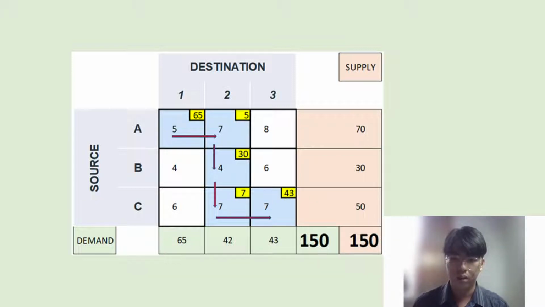We also need to calculate the cost by finding the sum of all the products of the allocations and the cost of the respective cells. We will get $830, which represents the total cost involved in moving the commodities.